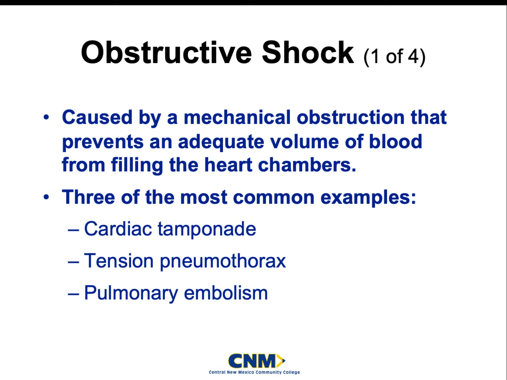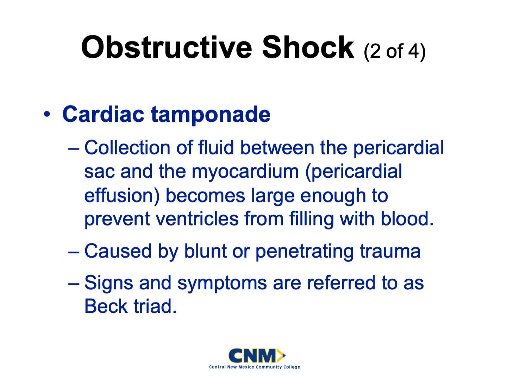We're going to talk about cardiac tamponades. We're going to talk about a tension pneumothorax, and we're going to talk again about pulmonary embolisms. Okay, so cardiac tamponade is a collection of fluid between what's known as the pericardial sac and the myocardium. Your heart is lined by something called the pericardial sac, and this can give us some problems both with trauma and medical causes.